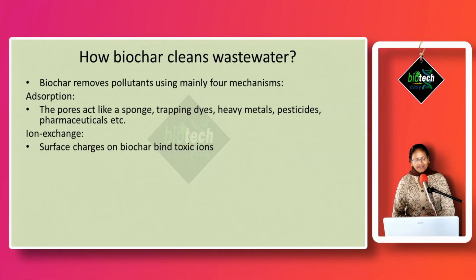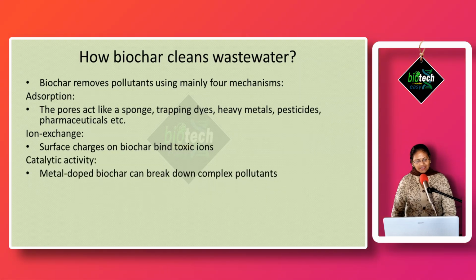Now the second is ion exchange. Here the surface charges on the biochar bind toxic ions. On the surface of the biochar there are different positive and negative ions, and similarly the pollutants also have toxic ions which have certain charges. So these are exchanged. That's how the ion exchange method helps in cleaning the wastewater. The third one is the catalytic activity.